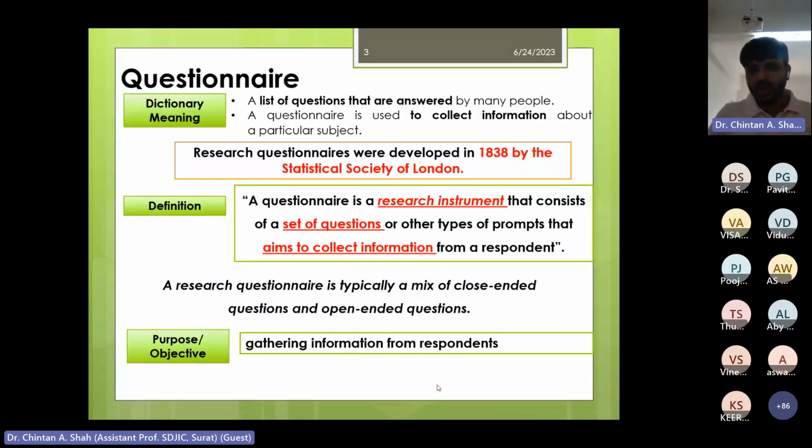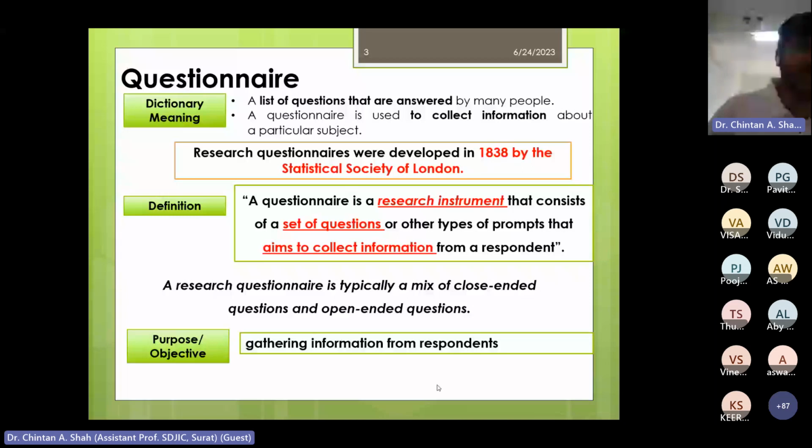So the aim is to collect information. My aim is to know the satisfaction, the level of awareness, how people perceive, how competitors are perceived. My objective is very clear. But now the very important thing is how we can collect the information. For that, you can take the base of this particular instrument that is known as questionnaire design.